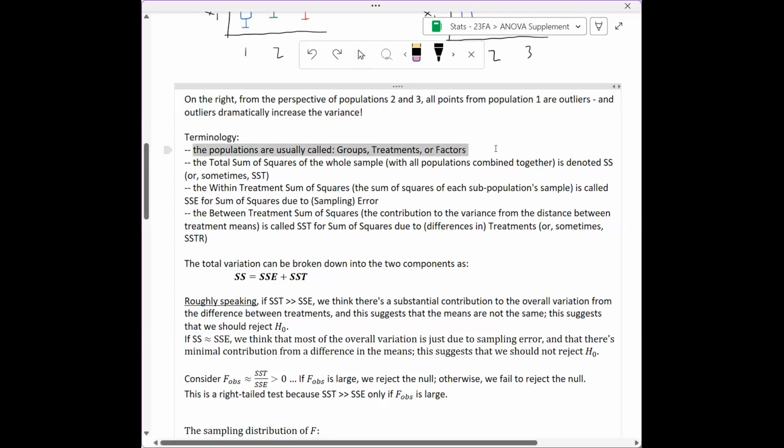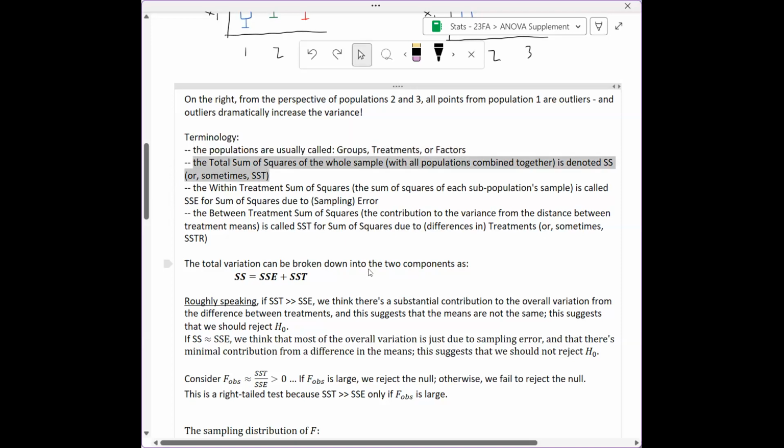So the populations, these different groups, sometimes they're called groups, sometimes they're called treatments. If you're maybe in more of a medical field, sometimes they're called factors, so factors that can influence something. I hear that a little more in the psychology field, something like that. But that's certainly not an exhaustive list of who uses what wording.